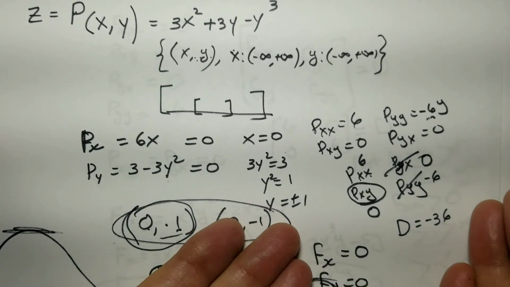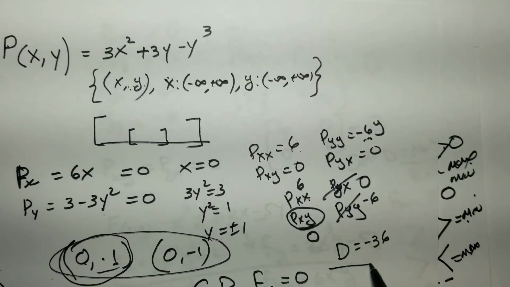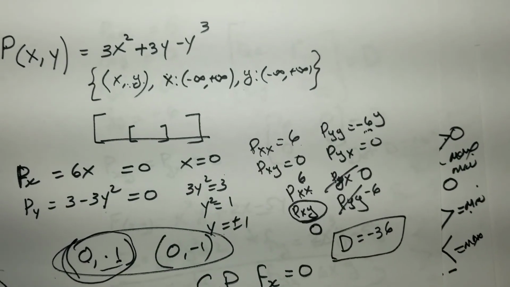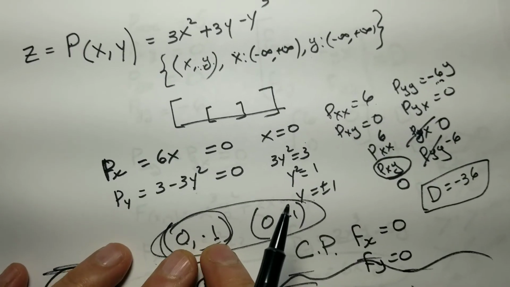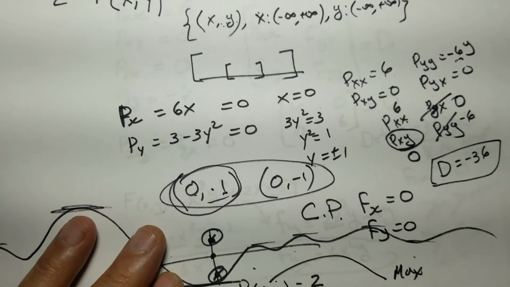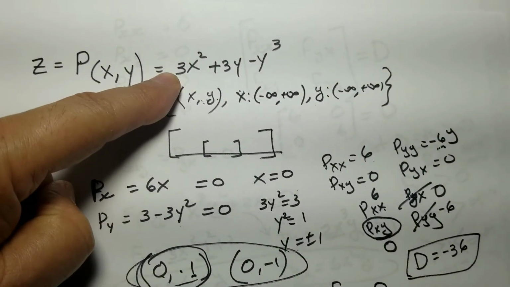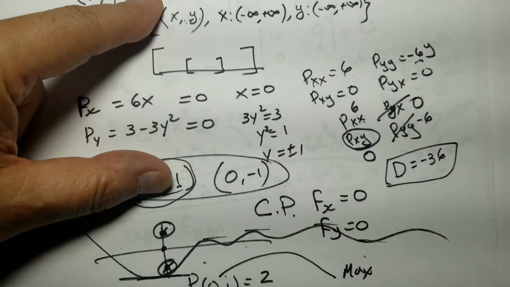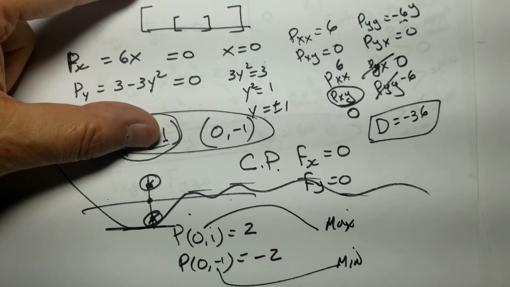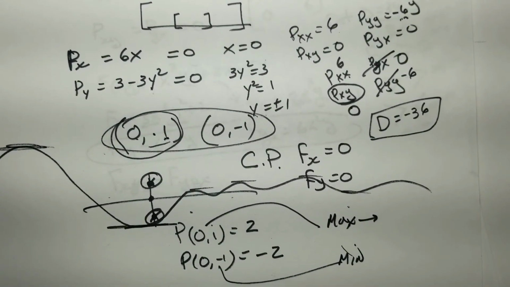And what was my condition here? I said your D has to be a positive. Is my D positive? No. But a few minutes ago, I said 0 and 1 is a critical point. It is a critical point, 100%. And when I plug it in, I got a 2. I called it a maximum because it's bigger than that one. At that moment, I called this one max because I did not test the second derivative.